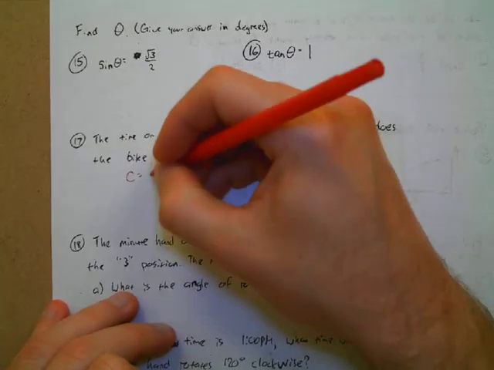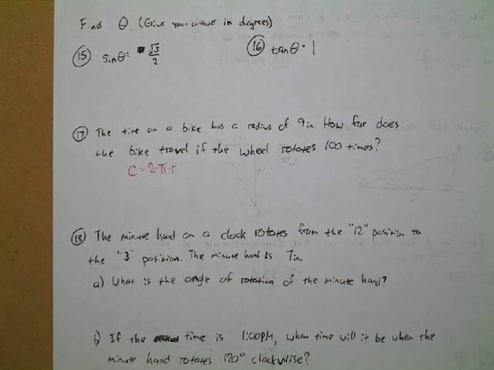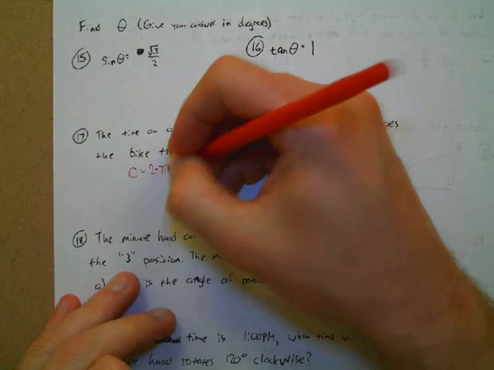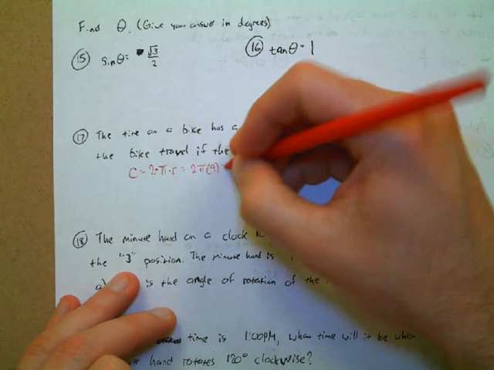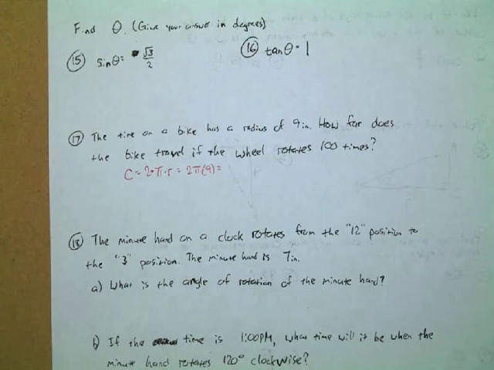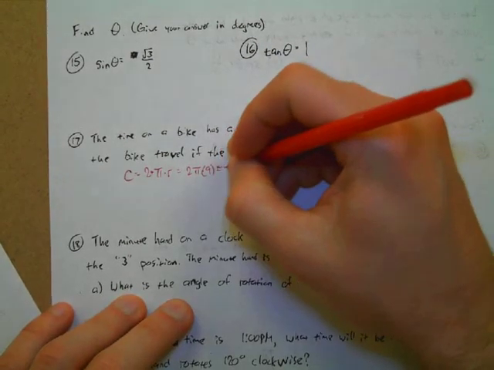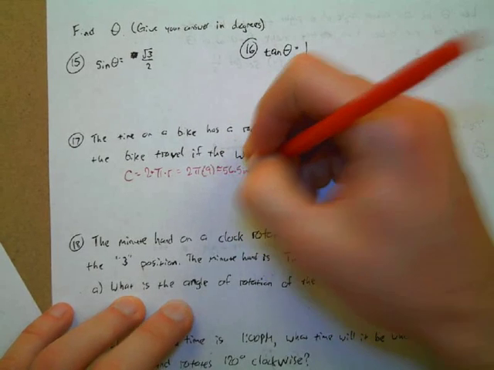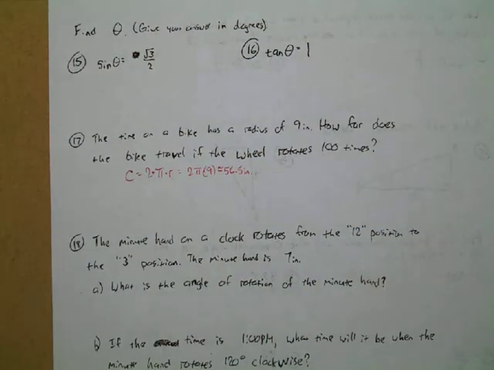2 times pi times the radius. Exactly right. I'll give you that formula tomorrow, but you'll need to know how to use it. So in this case, it's 2 times pi times 9, which is approximately 56.5 inches. If you think about it, one full rotation of your bicycle wheel results in you traveling 56.5 inches, because that's the distance around the outside. So that's what you get.